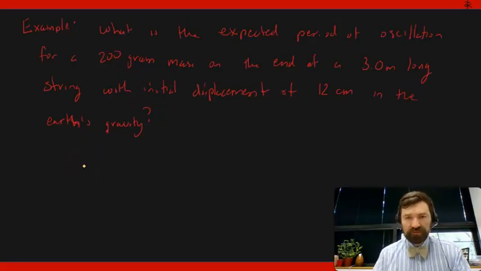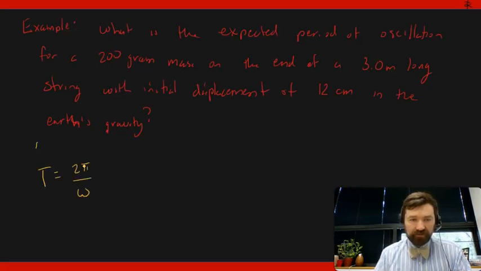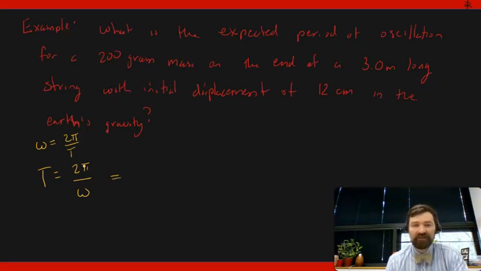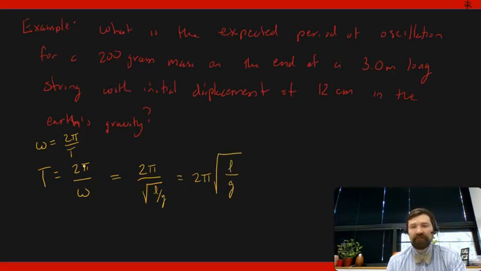Okay, so we want to know what the expected period of oscillation is for this system. And the period we've said is 2 pi divided by omega, or actually we said omega is 2 pi divided by the period, but you can multiply both sides by period and divide both sides by omega to get our answer. So that is 2 pi divided by the square root of g over L, or in other words, 2 pi square root L over g.